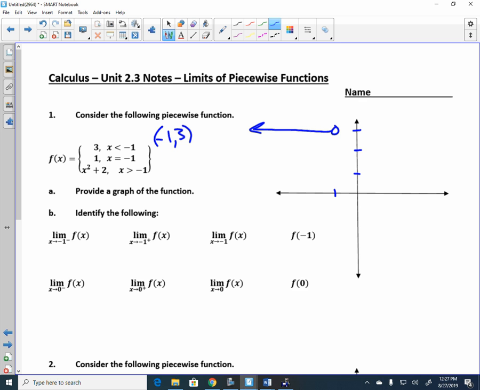Okay, now I move along. 1 for x equals -1. What even is that? It's just a point. Excellent. Good work. Plug in -1. -1 squared plus 2. 3.